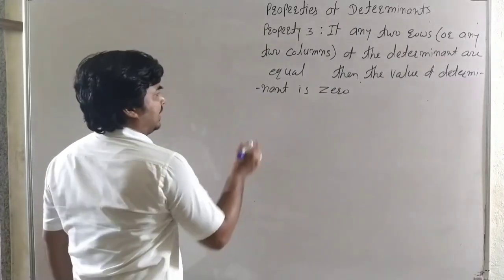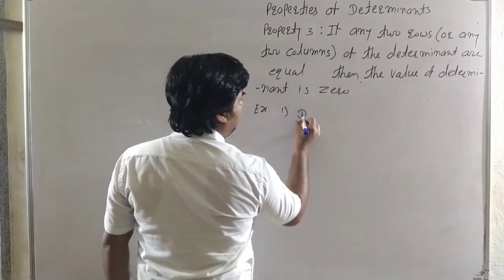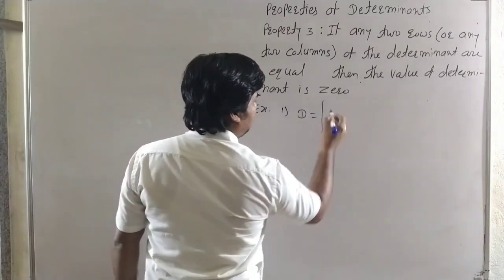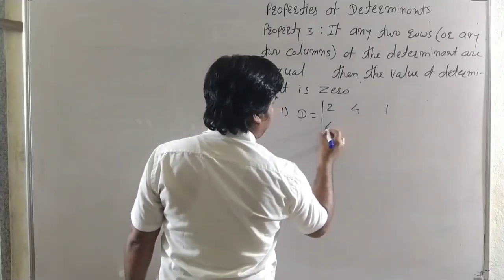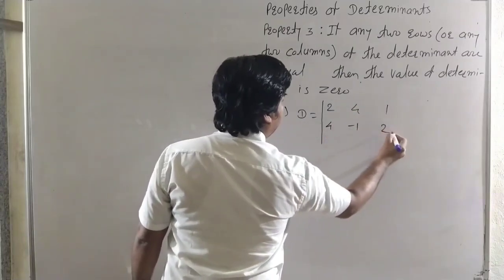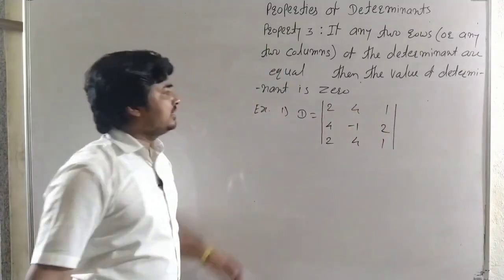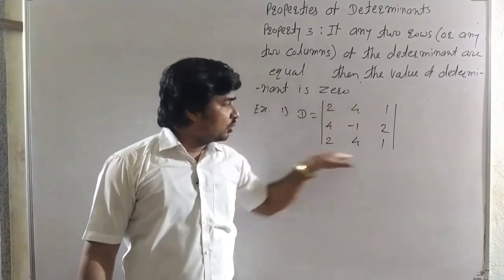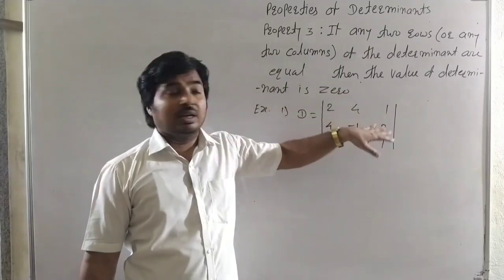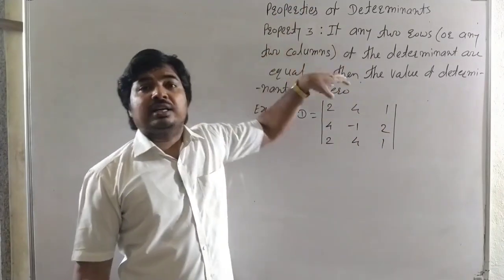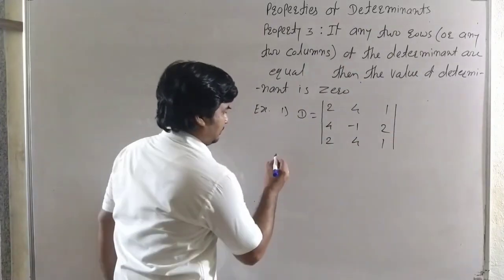Here we see an example. 2 4 1, 4 minus 1 2, 2 4 1. See carefully, in this determinant row 1 and row 3 are the same, that means equal. Then by using the property we can directly write the value of this determinant. It is 0.